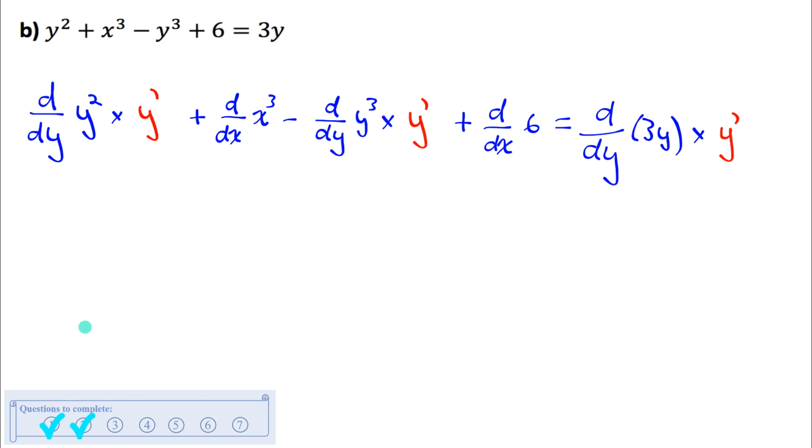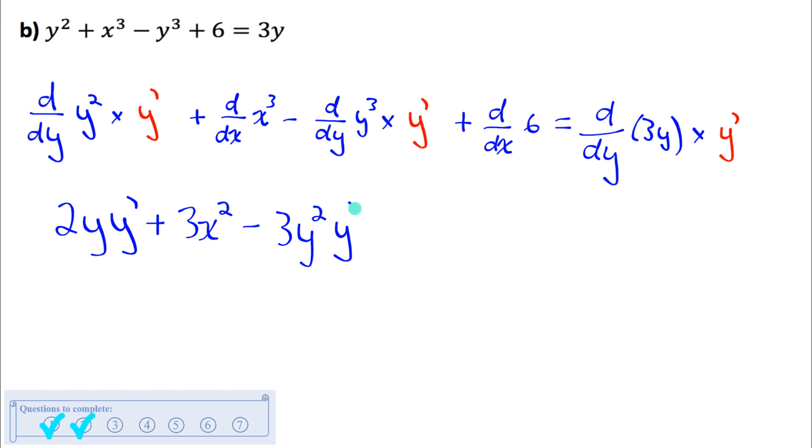And now let's go through and do the derivatives. So I need to do the derivative of y squared with respect to y. That's easy. That's 2y. And then that's being multiplied by y prime. So I've got 2y y prime plus the derivative of x cubed with respect to x is 3x squared minus the derivative of y cubed with respect to y is 3y squared. And that's being multiplied by y prime, plus the derivative of 6 with respect to x, that's just 0, equals the derivative of 3y with respect to y is 3, and that's being multiplied by y prime.